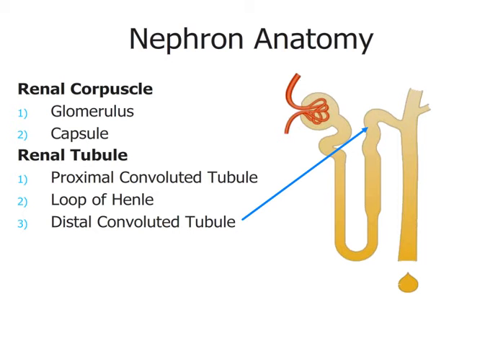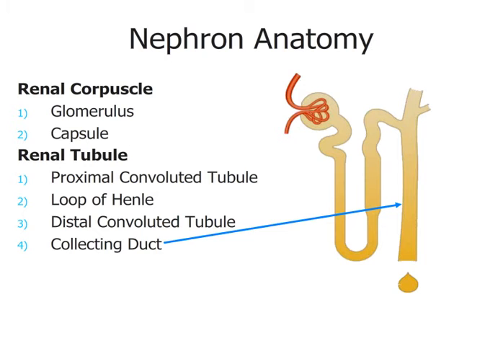Okay, just distal to the ascending limb of the loop of Henle, we have something called the distal convoluted tubule. Remember, distal means further away from, and convoluted means it's wavy, and this is also an area where we have a lot of reabsorption going on. And finally, the last structure here is something called the collecting duct. The collecting duct is a relatively large straight chambered structure that collects all the urine that is produced by the nephron.